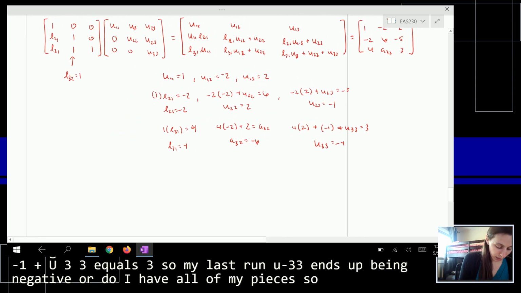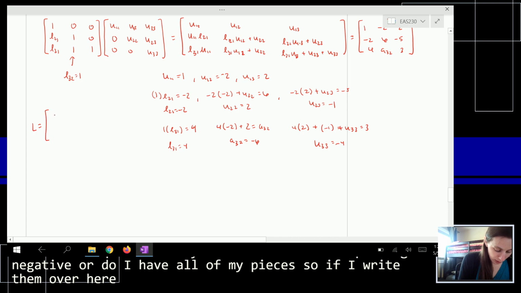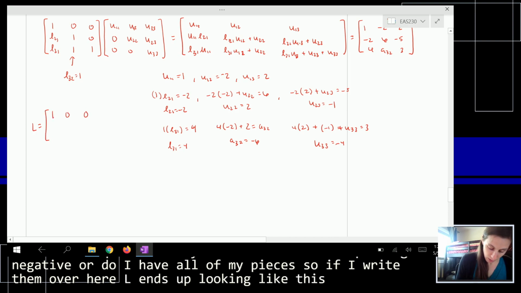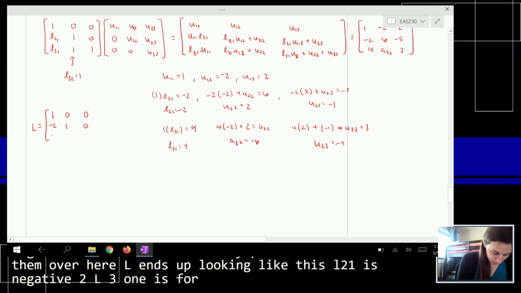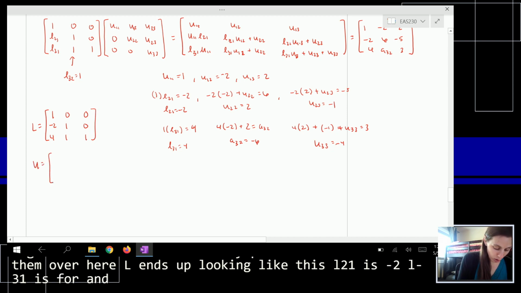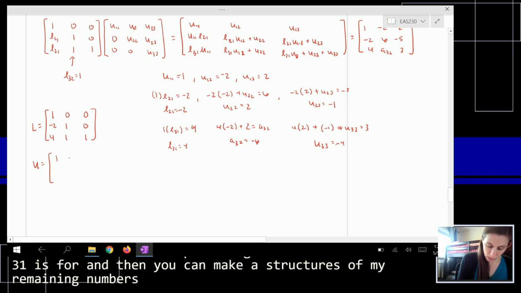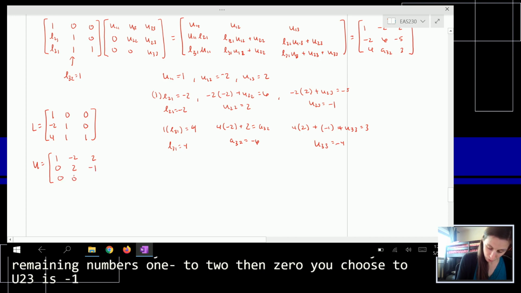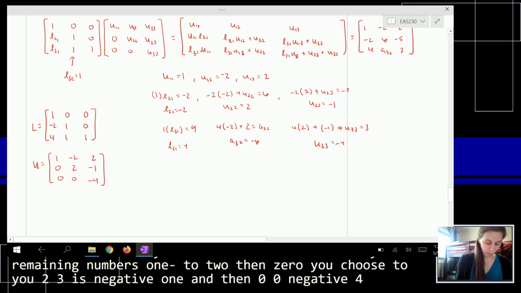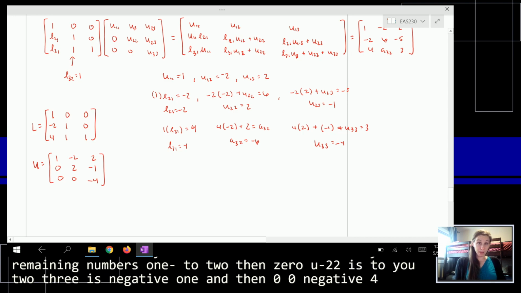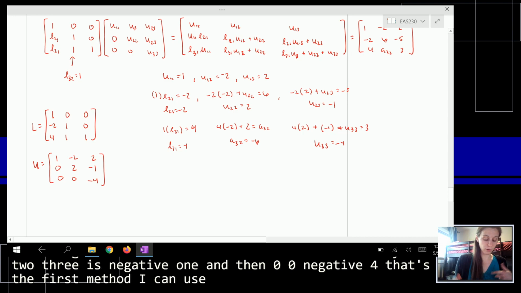So I have all of my pieces. So if I write them over here, L ends up looking like this. L21 is -2. L31 is 4. And then U can be constructed with my remaining numbers. 1, -2, 2. Then 0, U22 is 2, U23 is -1, and then 0, 0, -4. This is the first method I can use in order to find L and U.